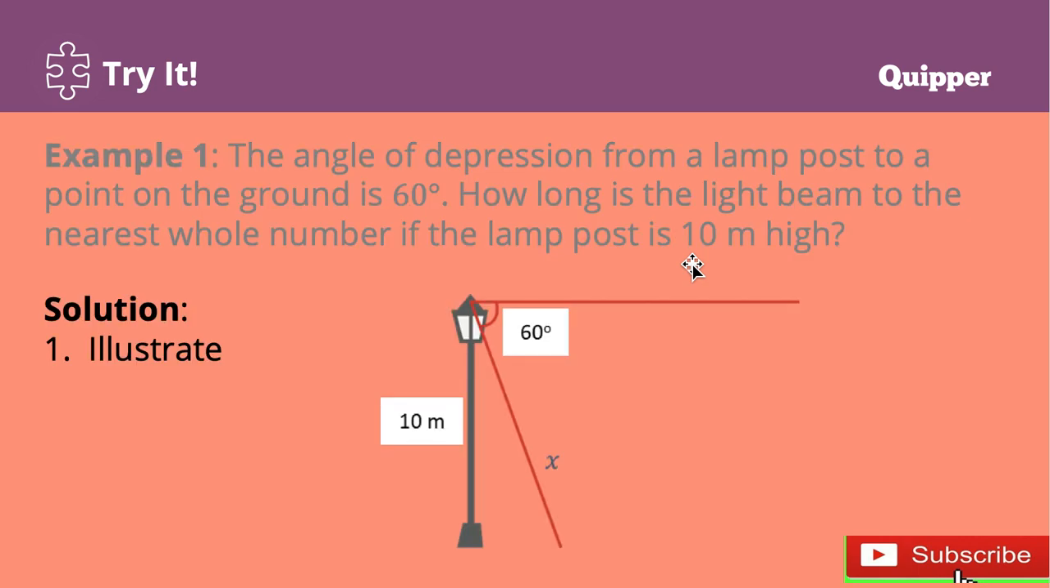To solve this, we need to illustrate first the problem. We have here the lamppost and the angle of depression as given, which is 60 degrees. And this line of sight here is what we call the light beam. We are looking for how long is the light beam, so we let x be the length of the light beam.